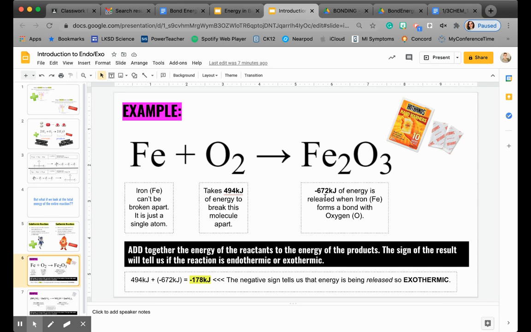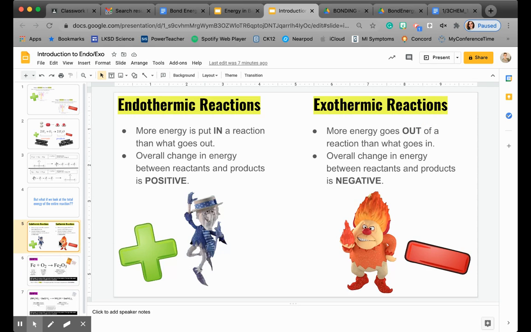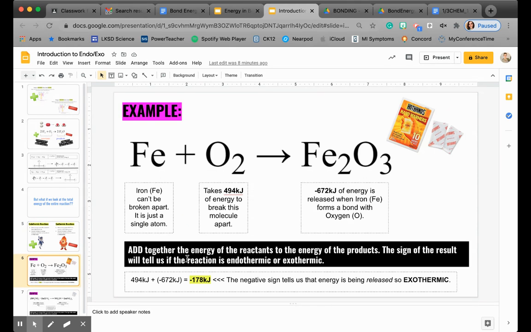672. The resulting sign is going to tell us if it's endothermic or exothermic, and that comes back to endothermic being overall positive, exothermic being overall negative. So when we add them together, we get a resulting negative 178. The negative sign tells us that energy is being released, and so the overall reaction is exothermic.